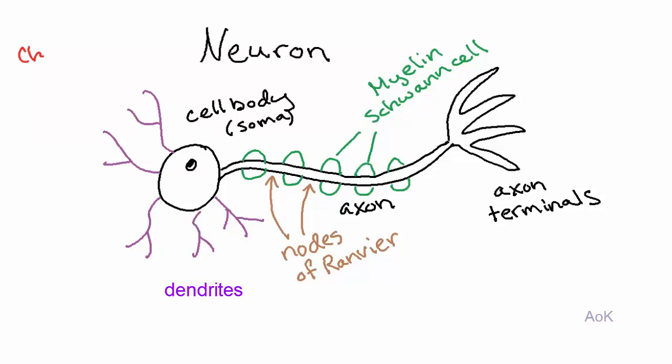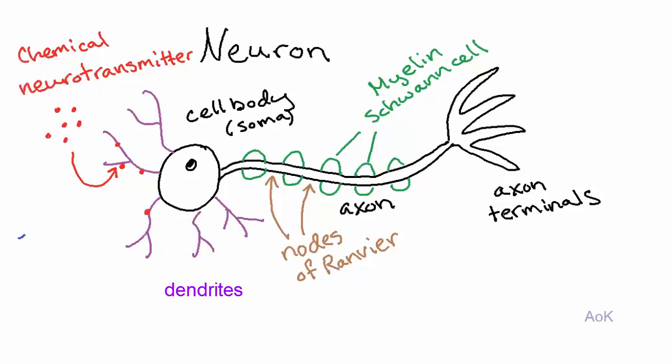So how is the message propagated? You have to start off first with a chemical signal. The chemical signal is called a neurotransmitter. And these neurotransmitters will be released by some kind of neuron that's in front of this one, and they will bond with special receptors on the dendrites. Once they bond to the dendrites, an electrical change will happen, and this electrical change is called the action potential.